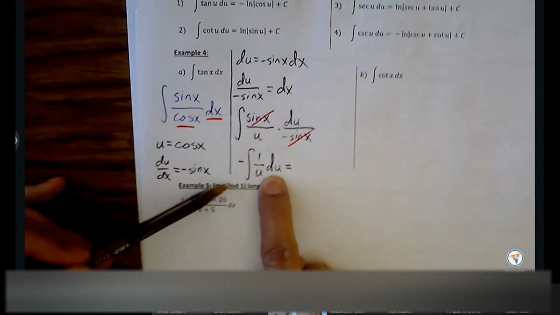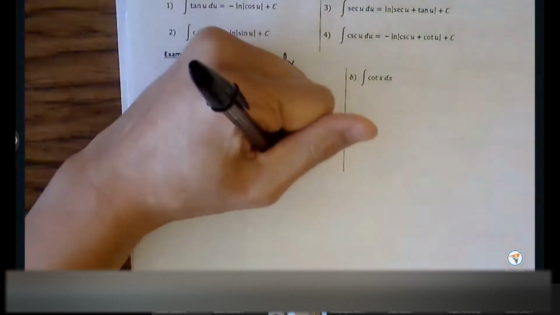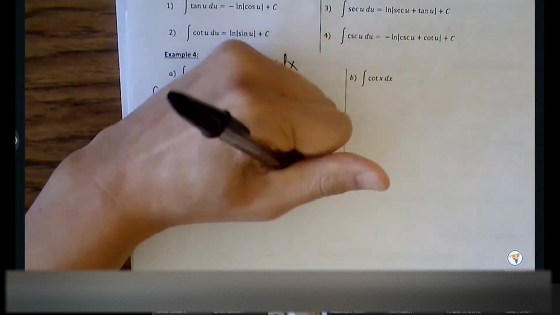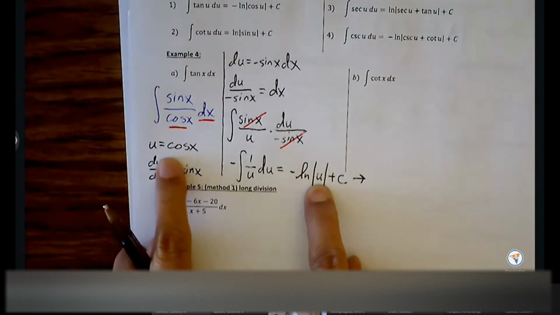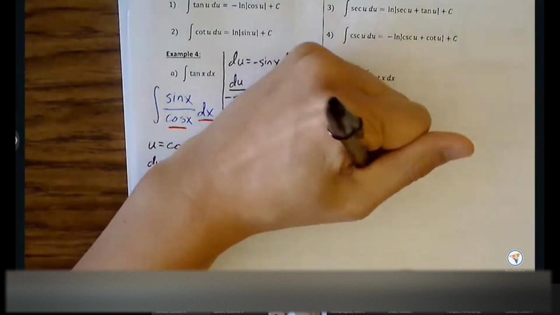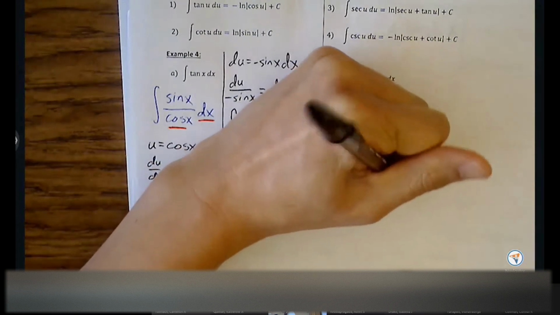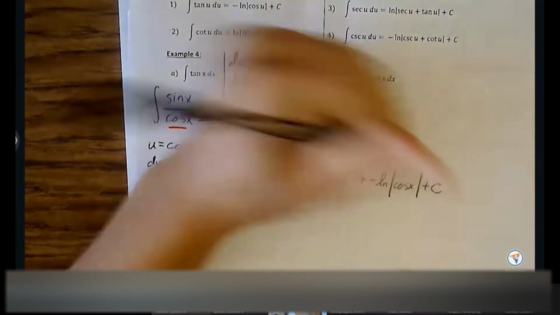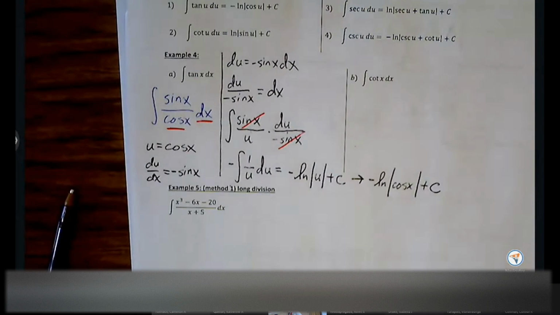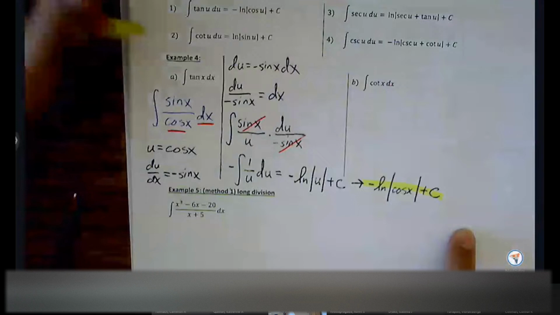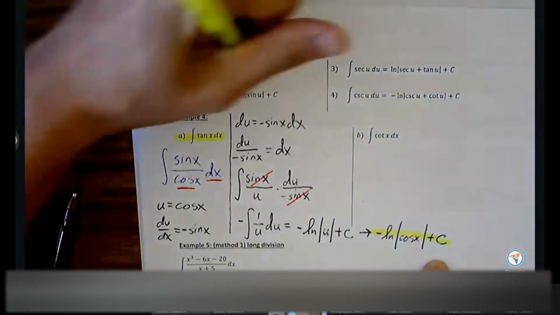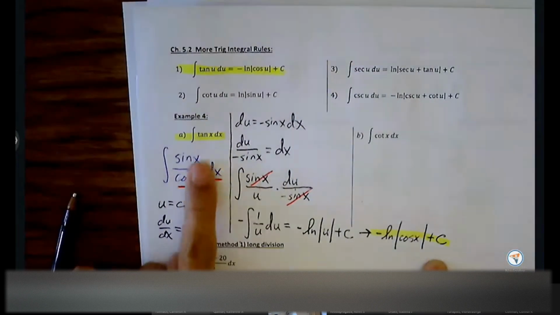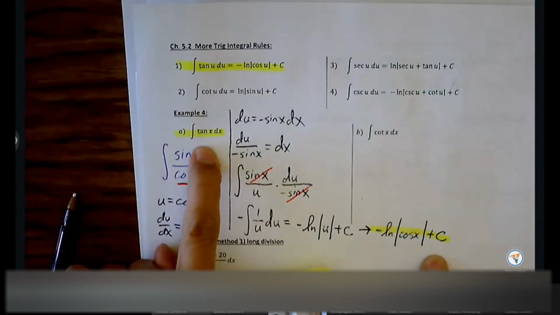And we have a perfect rule that can handle this, which is natural log. U is a temporary variable, so replace the u back in terms of x. And now, if you look, this solution matches exactly with this rule that we're going to be using, but we're able to derive it using sine and cosine.